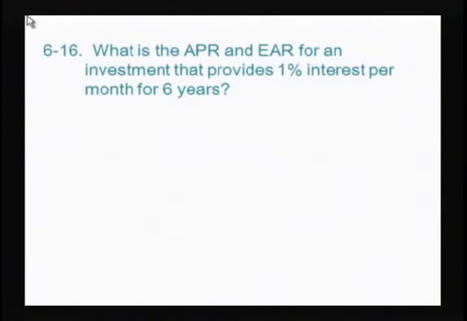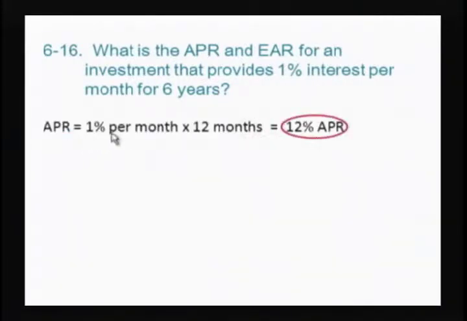Problem 616 says, what is the APR and the effective annual rate for an investment that provides 1% interest per month for 6 years? Well, the APR is pretty obvious, I'm sure. It's that monthly rate of 1% per month multiplied by the number of months per year. So we just take the 1% per month times 12 and we get a 12% APR.